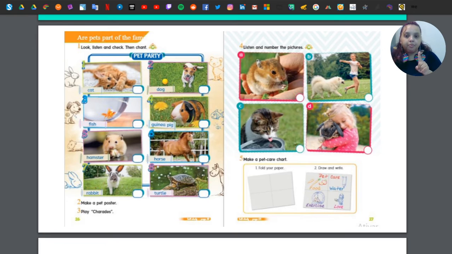Number 1, cat. Number 2, dog. Number 3, fish. Number 4, guinea pig. Number 5, hamster. Number 6, horse. Number 7, rabbit. And number 8, turtle. Qual desses animais você consegue ouvir nessa música? Vamos lá?